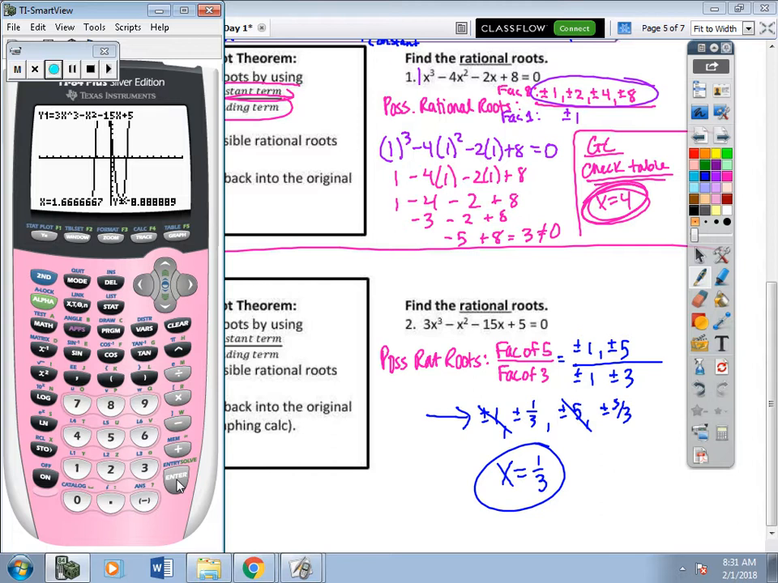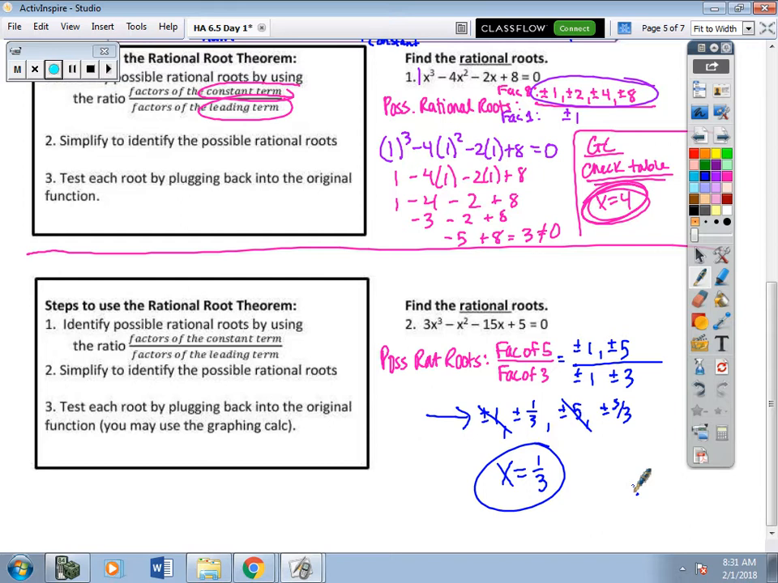Now on the back, they're going to change the directions. Instead of saying just find the rational roots, they want you to find all of them. So you're going to get all 3. Now, once you know one root, how can you remove a root from an equation to make it, instead of being a cubic, if I know one of my roots is 1/3, how could I remove it to make this now an x squared function? What operation would allow me to factor out one of my roots?